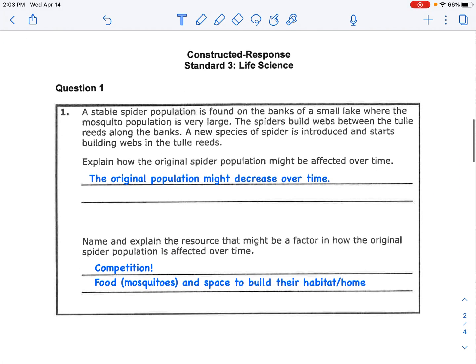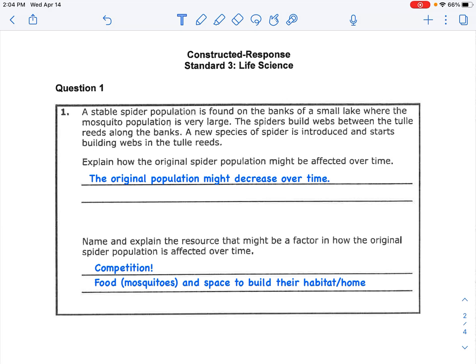A stable spider population is found on the banks of a small lake where the mosquito population is very large. Spiders love mosquitoes. The spiders build webs between the tulle reeds along the banks. A new species of spider is introduced and starts building webs in the tulle reeds. Explain how the original spider population might be affected over time.